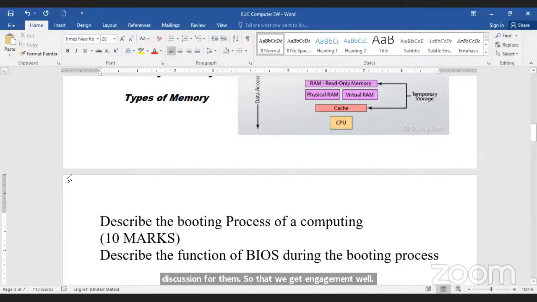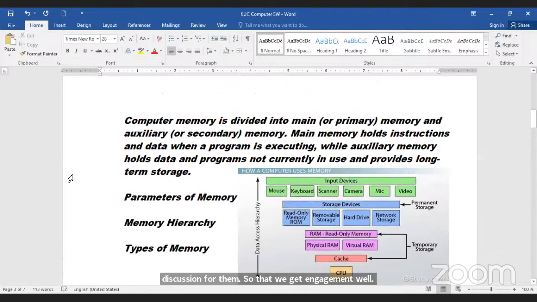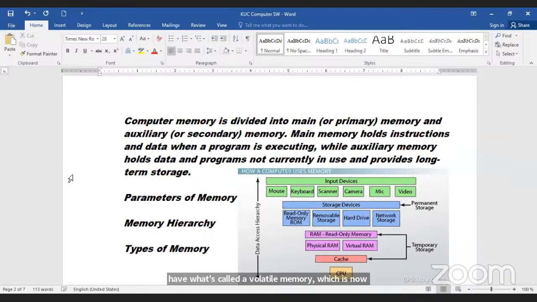Then we have what's called volatile memory, which is random access memory. Random access memory is volatile in nature, and it is also dynamic. Being volatile means that the contents of RAM get lost when there is a blackout. When you shut down a computer, all the contents of the RAM get lost. That's why I say RAM is volatile.